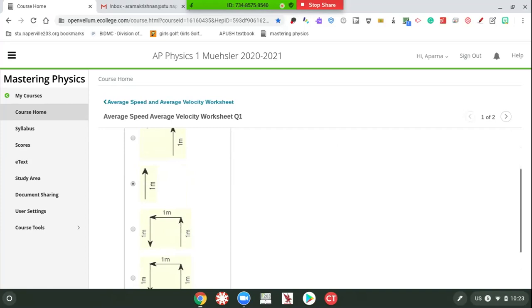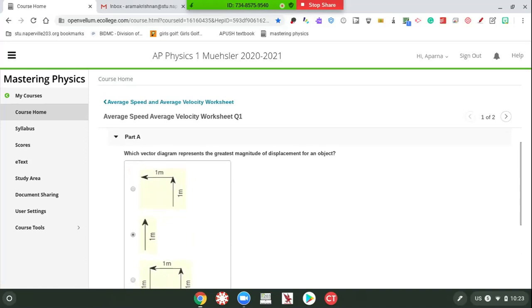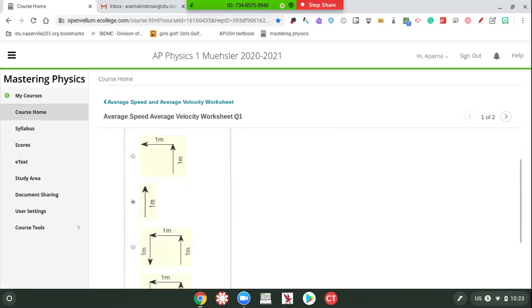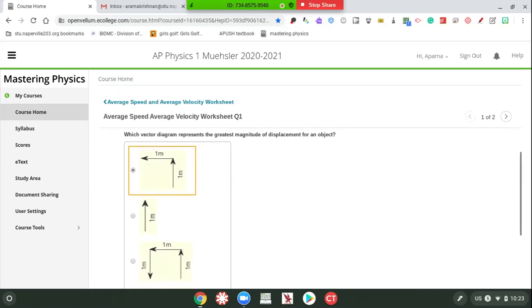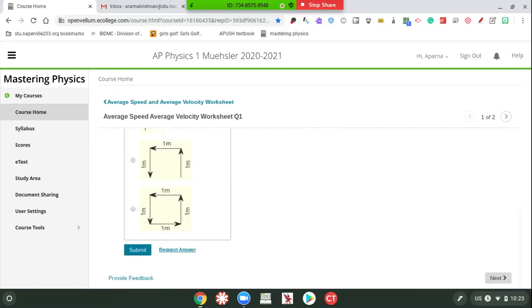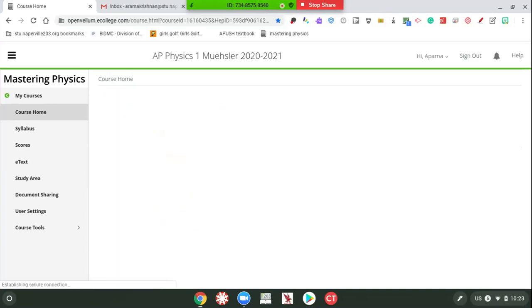Wouldn't it be the second? What is the question? Greatest magnitude. So it should be 1. Which one? This one or this one? First one. Why? Because it's root 2, right? Yes, but the second one is 1 meter. Root 2 is more or 1 is more? Root 2. Root 2 is 1.414. Yes, that is true.